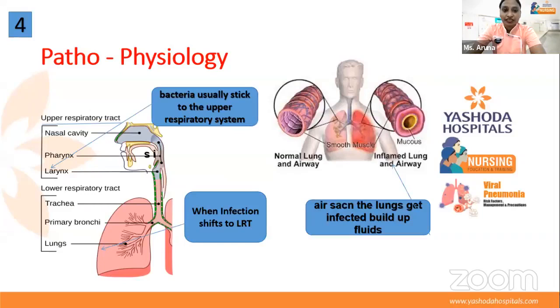Let us discuss pneumonia. It is an infection of one or both lungs caused by a virus, bacteria, or fungi. Coming to the pathophysiology, the infection usually starts from the upper respiratory tract, where bacteria or viruses stick. When the infection shifts to the lower respiratory tract, the lungs get infected. As we see in this picture, the air sacs in the lungs get infected and build up with fluids.